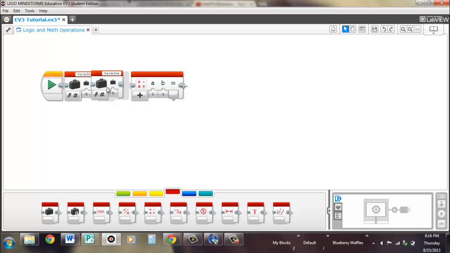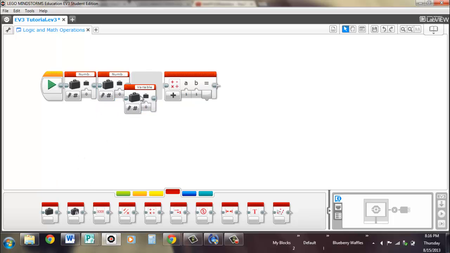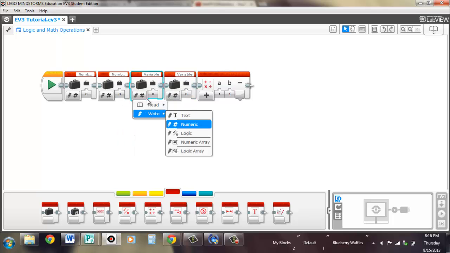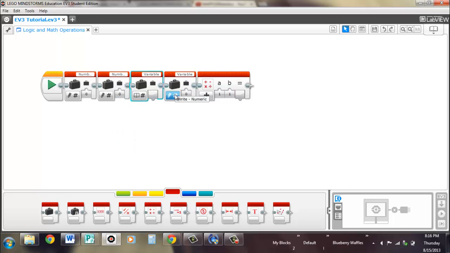And pull those out. And I already made two number variables, so number one, number two. And with each write block, you need a read block. So we'll make it read numeric. And you'll notice that it doesn't show you unless you hover over it. So you could make a comment to say what number it is.